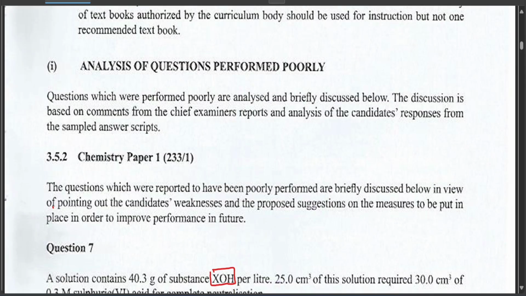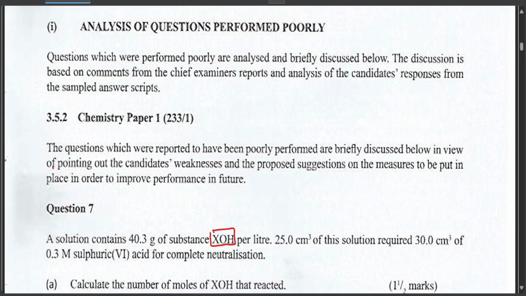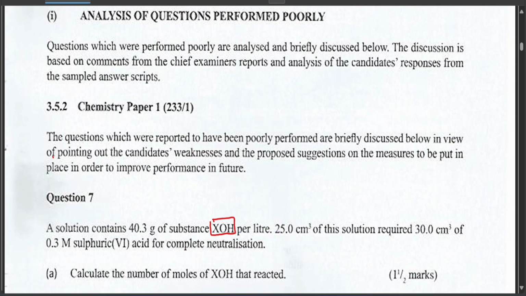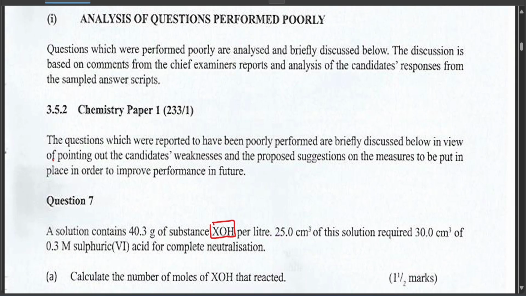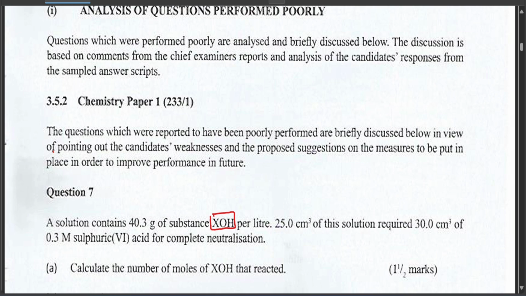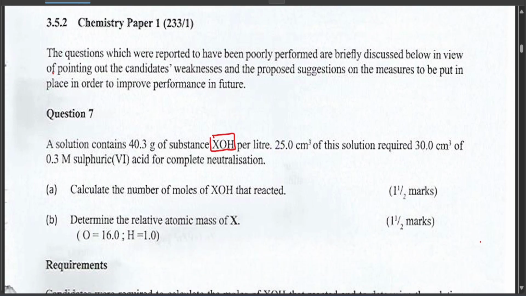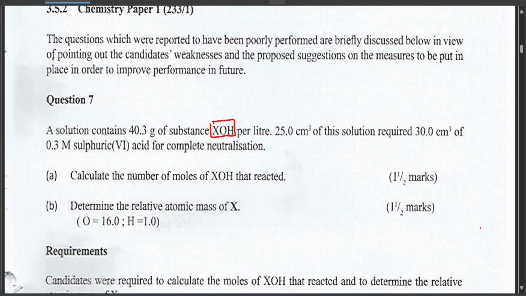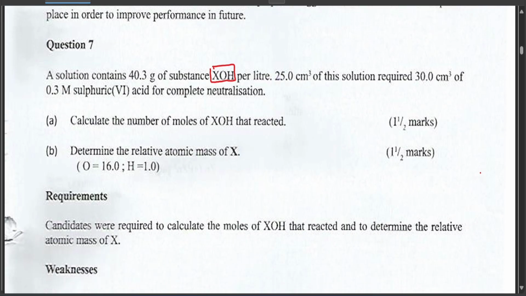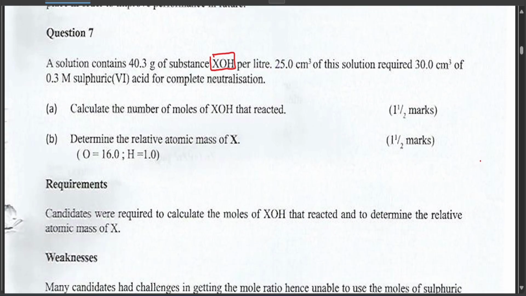So we'll start with chemistry paper 1, and we'll see the questions first, and then give out the weaknesses, and afterwards give out the proposed suggestions, the measures to be put in place in order to improve the performance in future. So let's start with question 7 for KCSE 2019 paper 1.